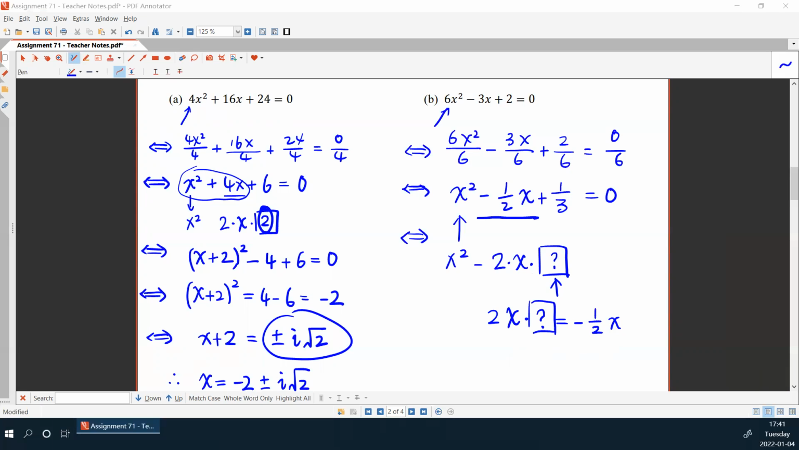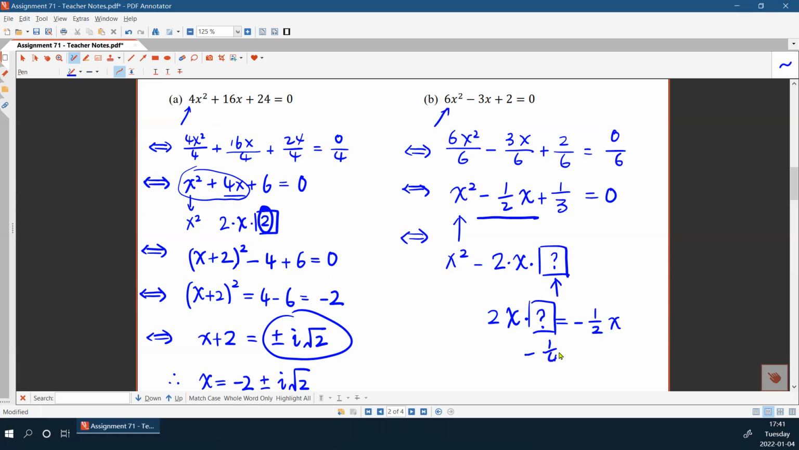Can you tell me what it is? It should be -1 over 4. Yes, it should be -1 over 4. In this way, you will get -1 over 2 x, right? So let's try -1/4 here. So we only need to put 1 over 4, right? So the other term should be (-1 over 4) squared.